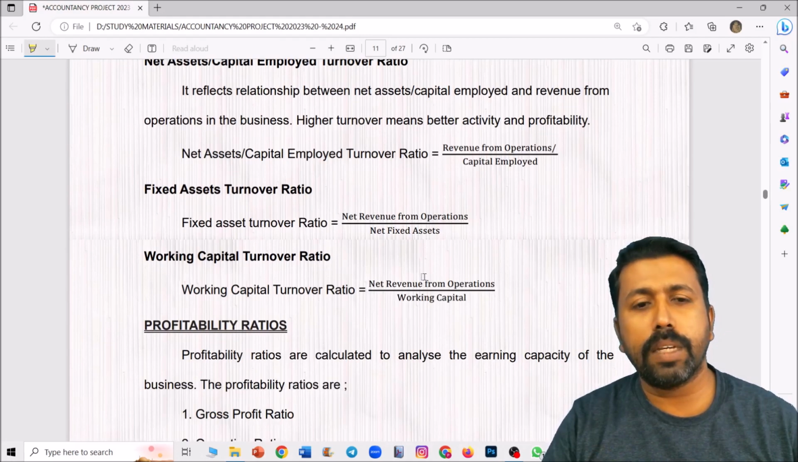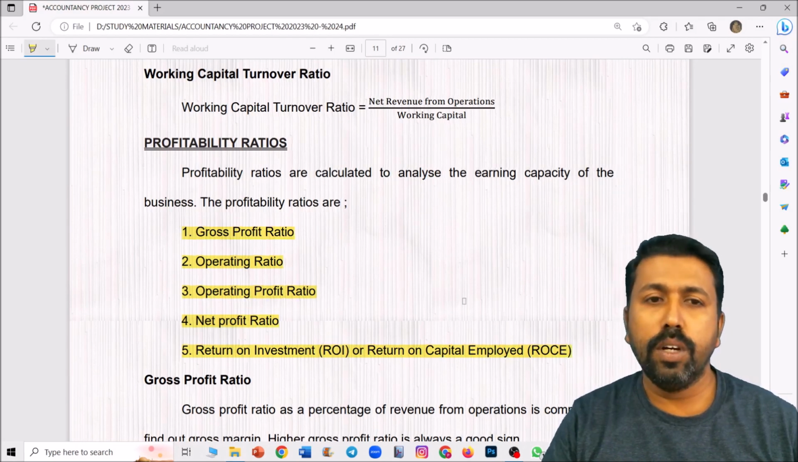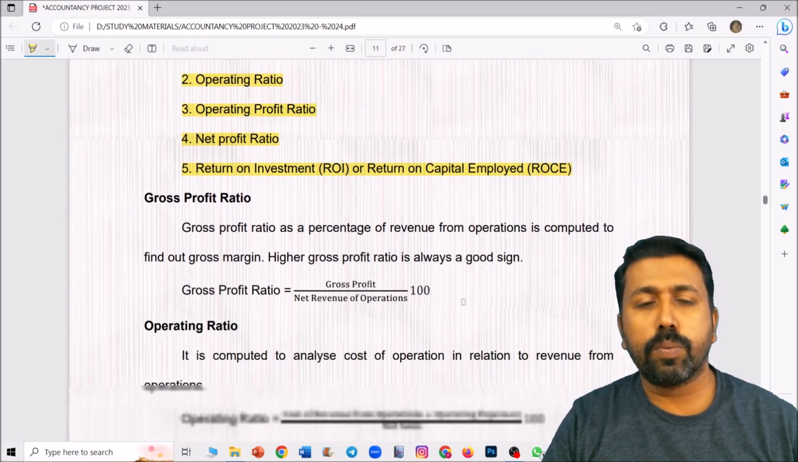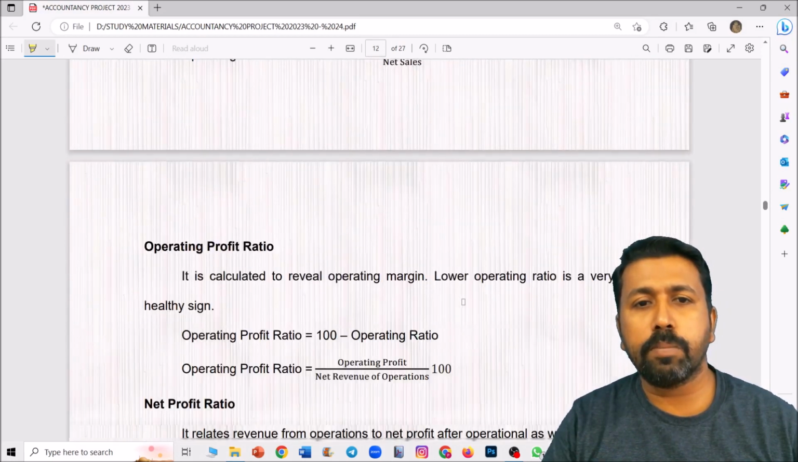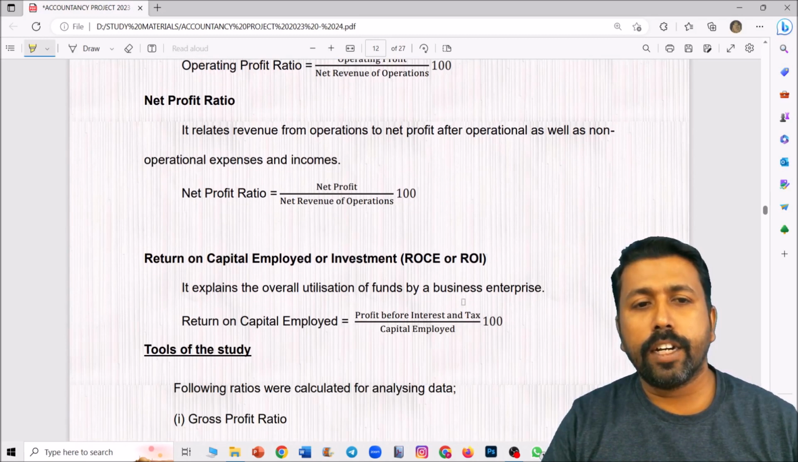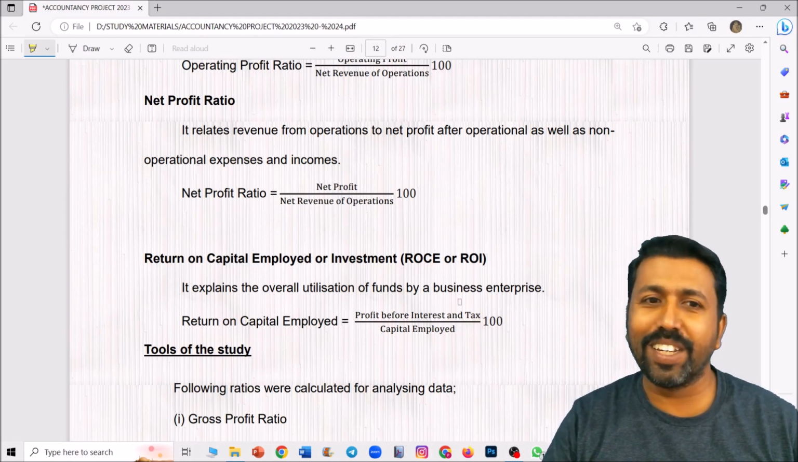profitability ratios are coming. Profitability ratios, please remember the 5 important ratios. Around 10 ratios are there in profitability ratio, but as per our syllabus, we have to learn only 5: gross profit ratio, operating ratio, operating profit ratio, net profit ratio, and the very important one, return on capital employed. So this is the theoretical part regarding the accounting ratio.